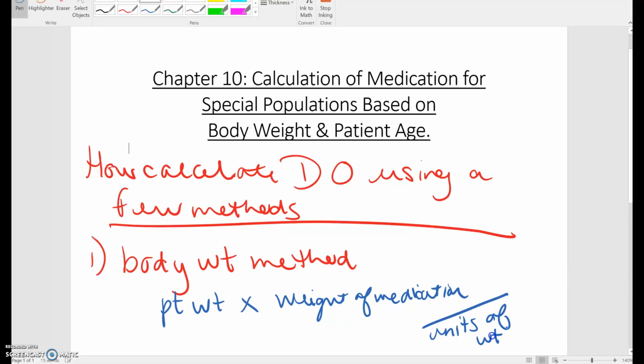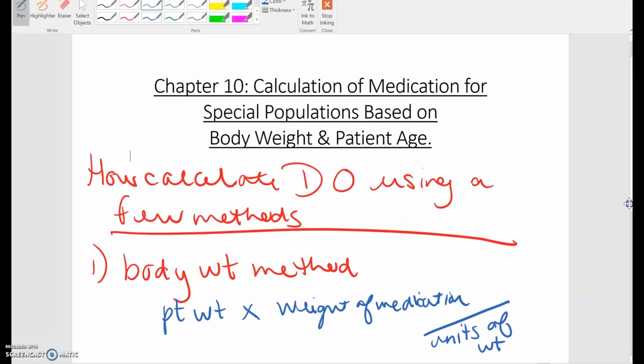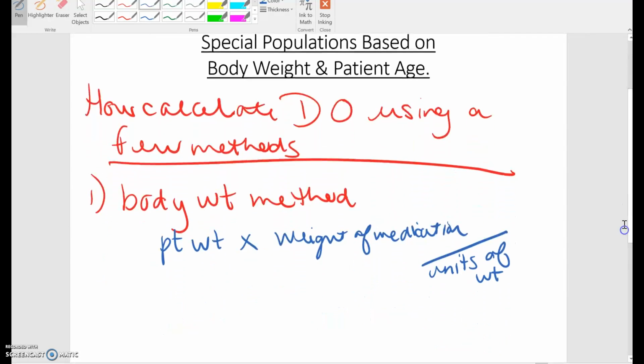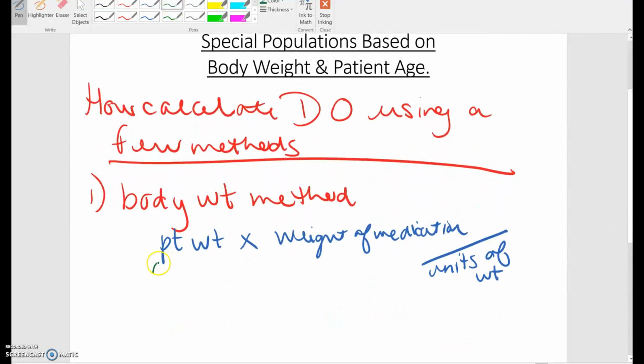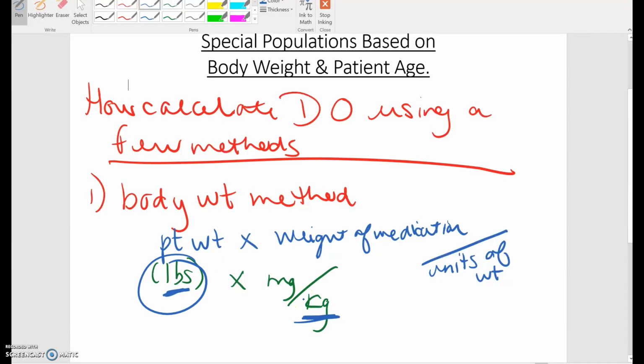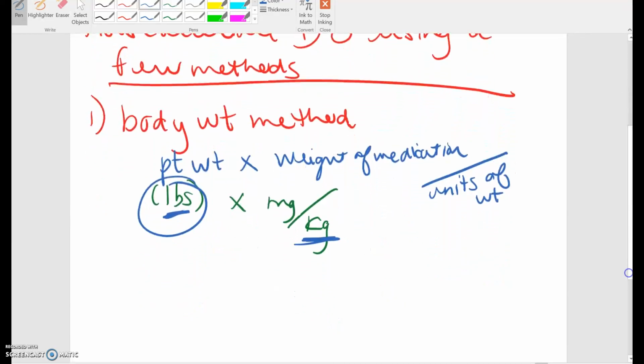So that means based off of the patient's weight, the patient weight could be in pounds, and you're going to multiply that by the dose regimen, where the weight of medication could be in milligram per kilogram. But you have to make sure that the pounds matches the regimen of the weight, which is kilograms. So you would have to change those pounds to kilograms in order to multiply that out, because the goal is you want your like units to cross out. So you want the units of the weight to cross out.